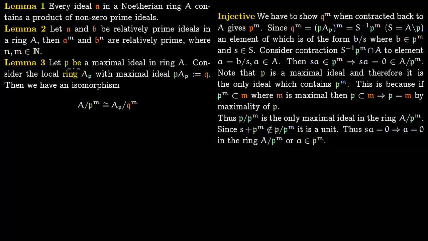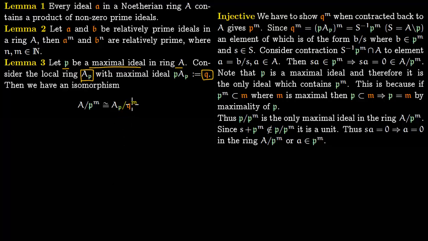So now we come to lemma 3, where we have to prove this. You start with P, a maximal ideal, and maximal ideals are prime, so you can localize with respect to this P, and you get this local ring A localized with respect to P. It has a maximal ideal which is PA_P, which we denote by Q. And we said we have an isomorphism like this: A modulo P^m is isomorphic to the localized ring modulo Q^m, where Q is precisely the maximal ideal in our local ring. So first thing we'll show is injectivity.